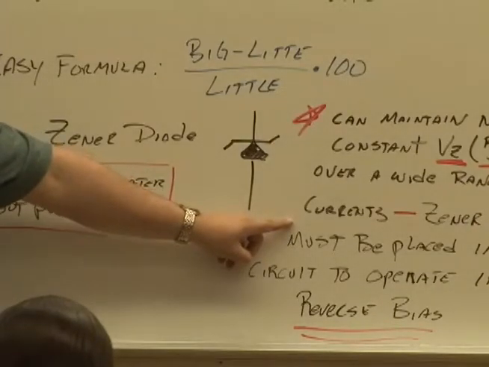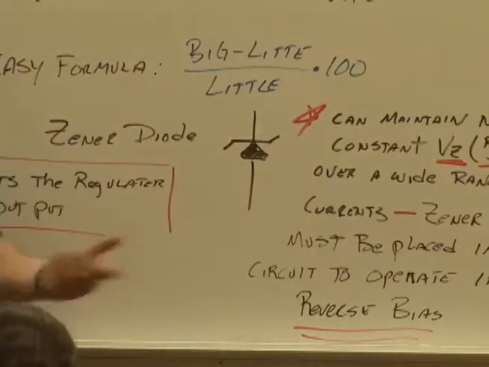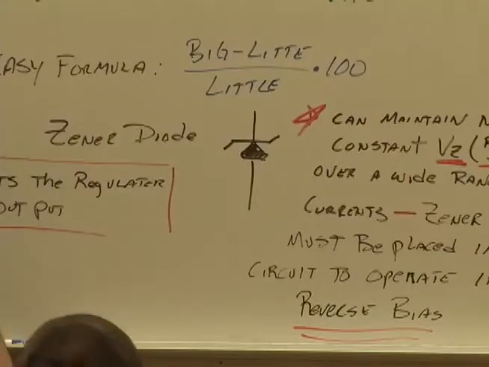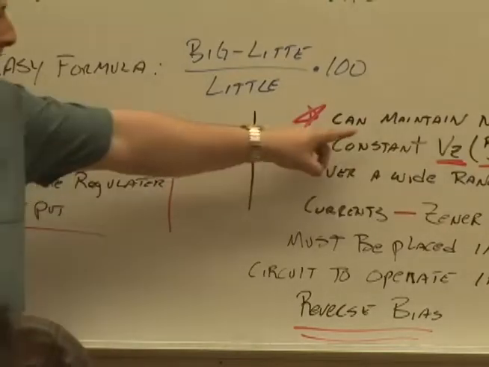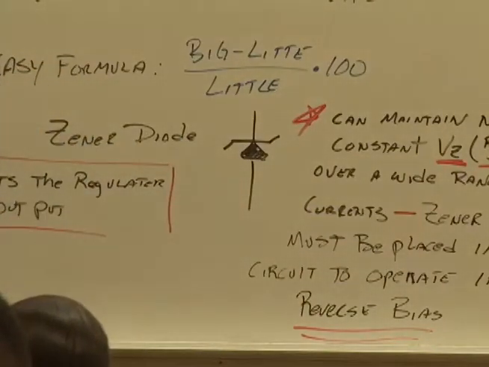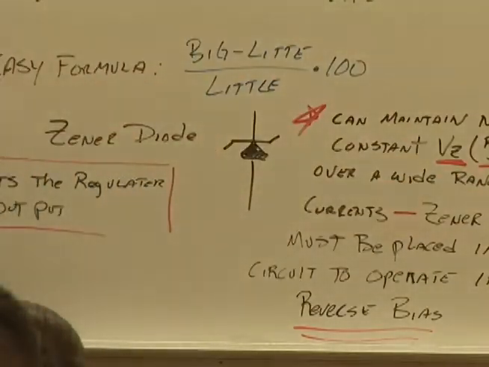How many times have I said that? A whole bunch. So here's my definition to you, something to put in your little hat. Maintain nearly constant V sub Z. What is that? Zener voltage. And I also put in parentheses next to it reverse voltage.